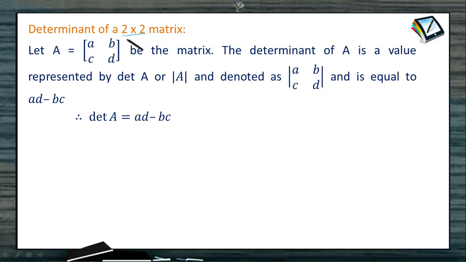So first let us learn the 2 by 2 matrix definition, which is very fundamental. When we have a matrix A which is a 2 by 2 matrix of elements a, b, c and d, then the determinant of A is denoted by det A, and sometimes this is also denoted as mod A, but it should be read as det A.